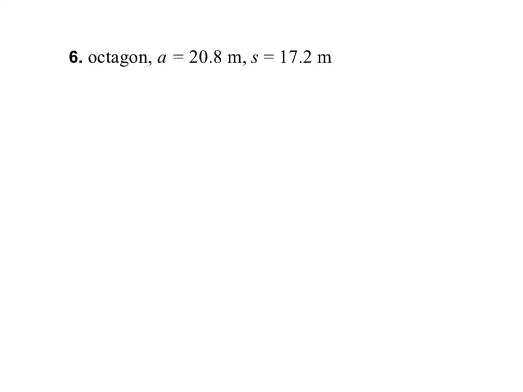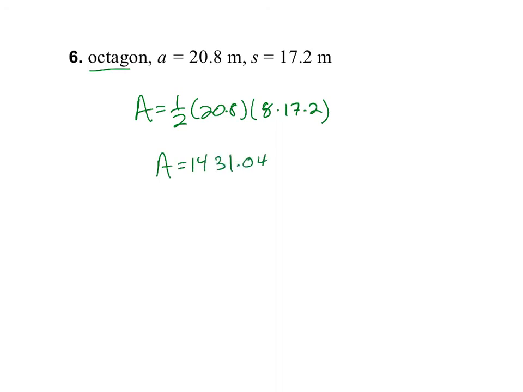The next one, I have an octagon with apothem 20.8 and side 17.2. So that means that my area equals 1/2 times 20.8 times 8 times 17.2. Right, so this area equals 1431.04 meters squared.